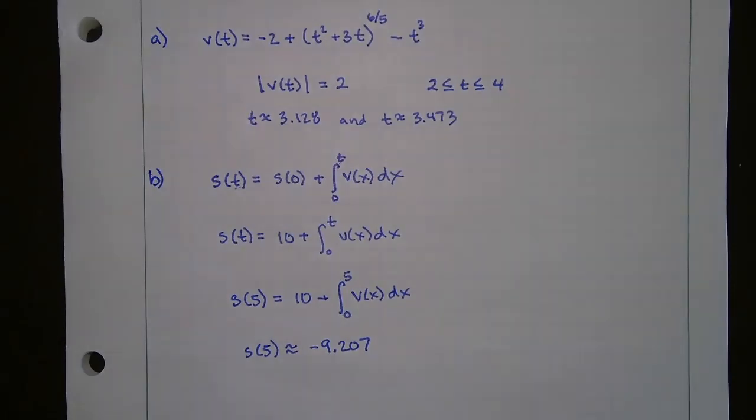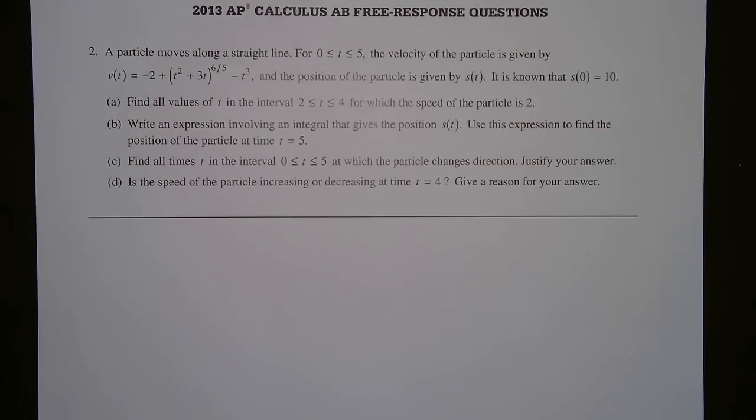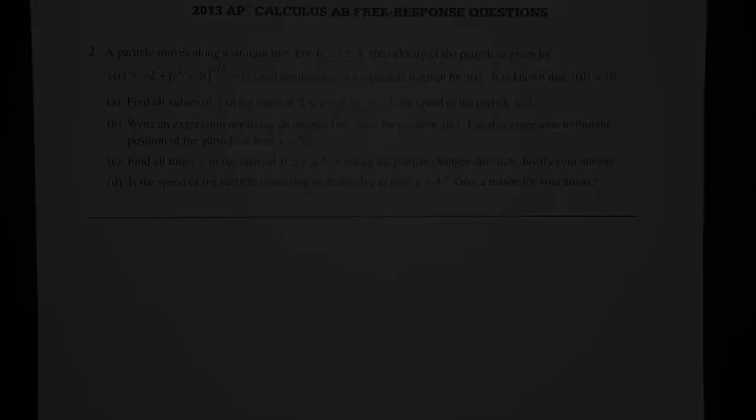Okay, let's go to part C. So for part C, we want to find all times in the interval 0 to 5 at which the particle changes direction, okay? So how do we know when the particle changes direction? It's when the velocity function changes signs. So where the velocity function goes, on our graphing calculator, from below to above the x-axis, or vice versa, from above to below or below to above. So we're going to graph the velocity function between 0 and 5 and see what we get.